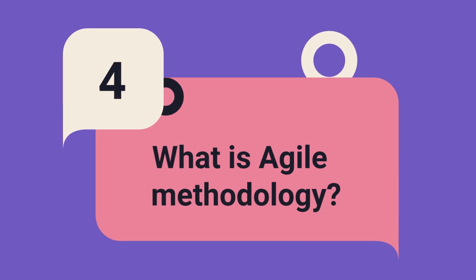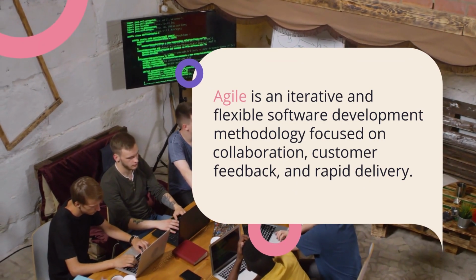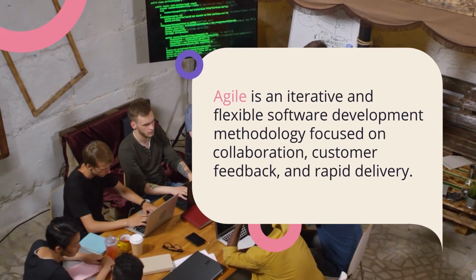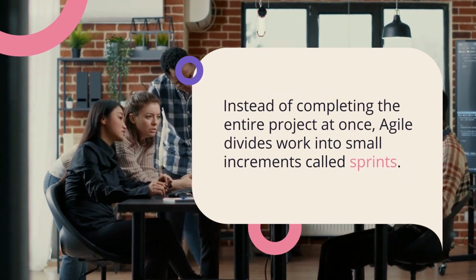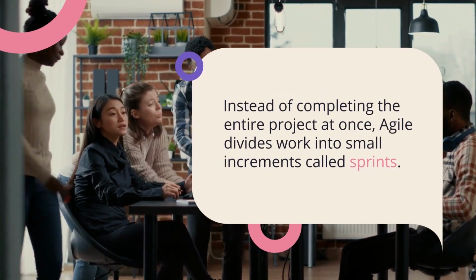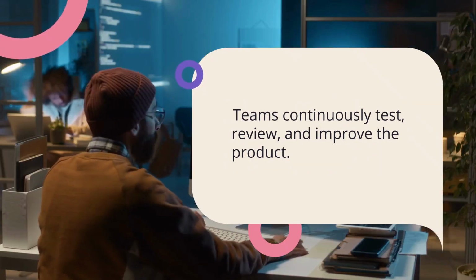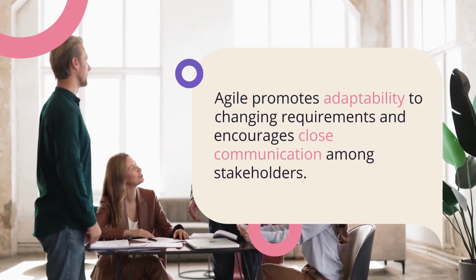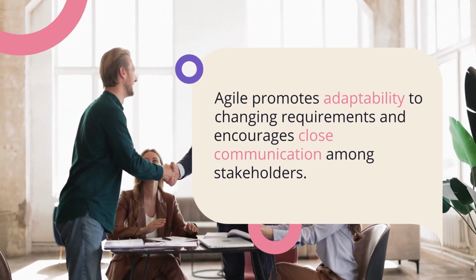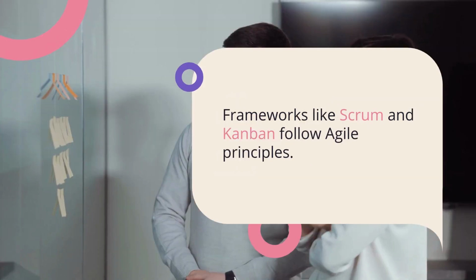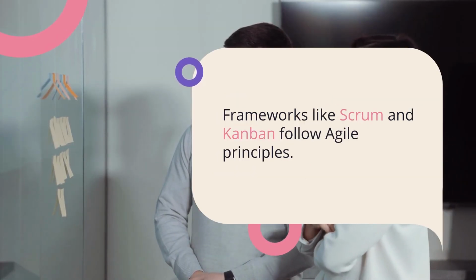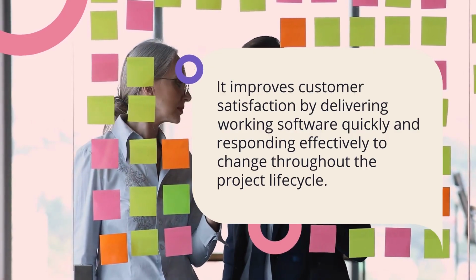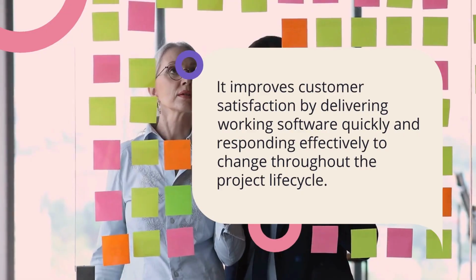4. What is Agile methodology? Agile is an iterative and flexible software development methodology focused on collaboration, customer feedback, and rapid delivery. Instead of completing the entire project at once, Agile divides work into small increments called sprints. Teams continuously test, review, and improve the product. Agile promotes adaptability to changing requirements and encourages close communication among stakeholders. Frameworks like Scrum and Kanban follow Agile principles. It improves customer satisfaction by delivering working software quickly and responding effectively to change throughout the project lifecycle.